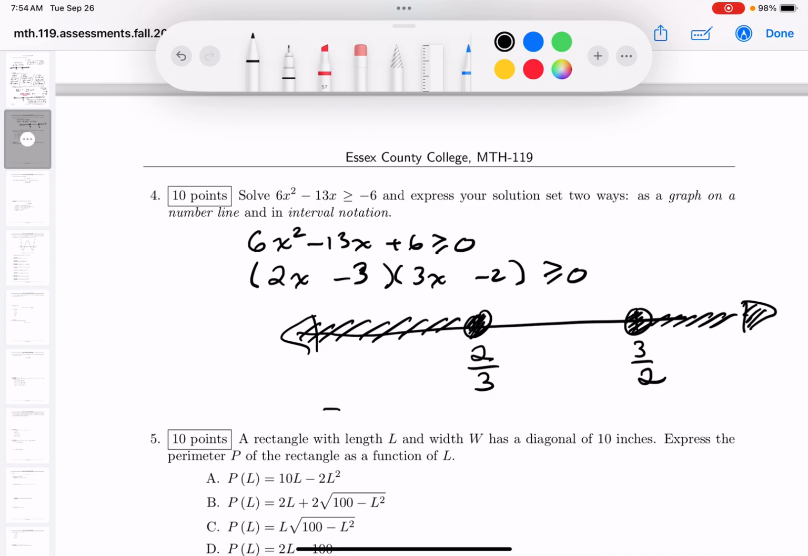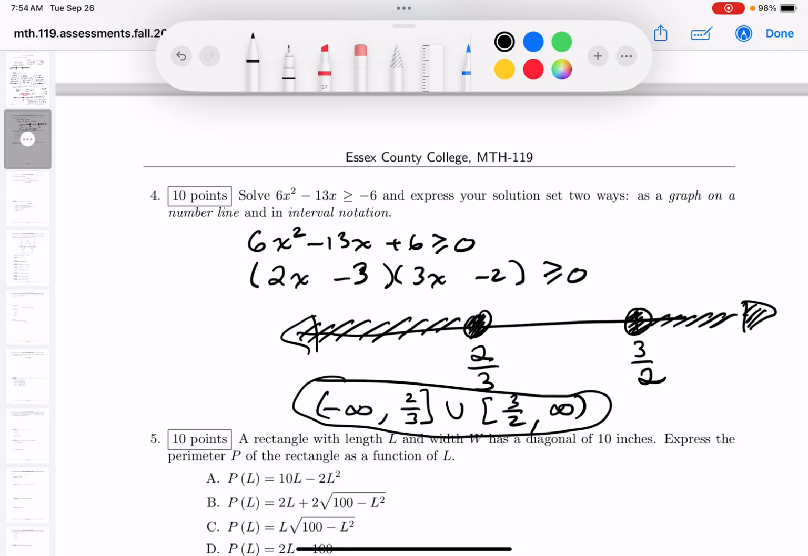My interval looks like this: minus infinity, it goes up to 2/3. And what do you get there? Well, it includes that, union, starts up at 3/2, and it goes off to infinity. All right? These are the intervals, and this, of course, is the graph right there.